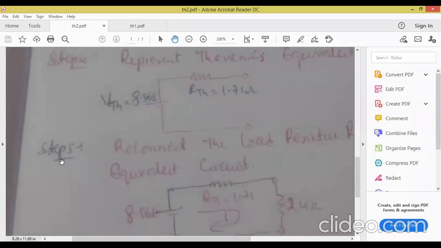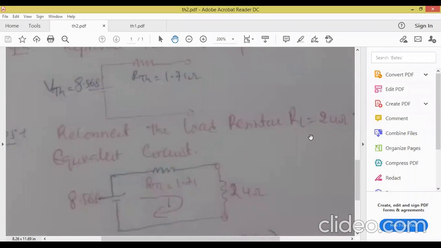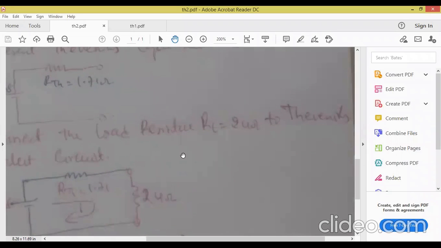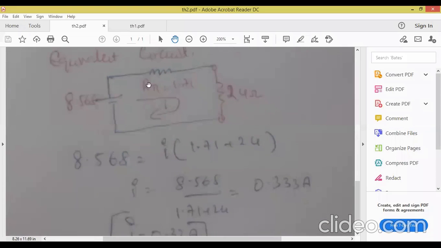Last step. Anyone read? Read this one. Reconnect the load resistor, which we removed initially, RL equal to 24 ohms, to which circuit? Thevenin's equivalent circuit. Now I have connected it at last. You can see here 24. Now you can apply the KVL, so you will get the current.